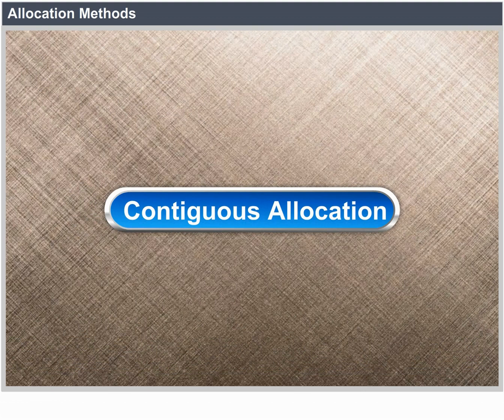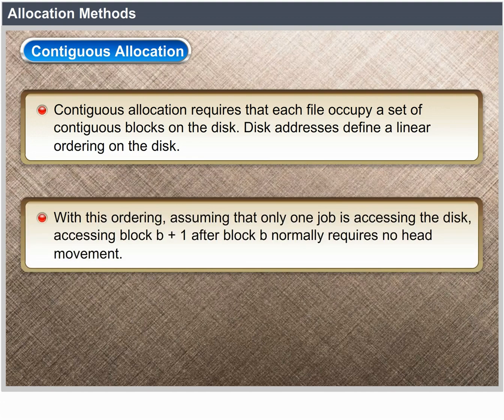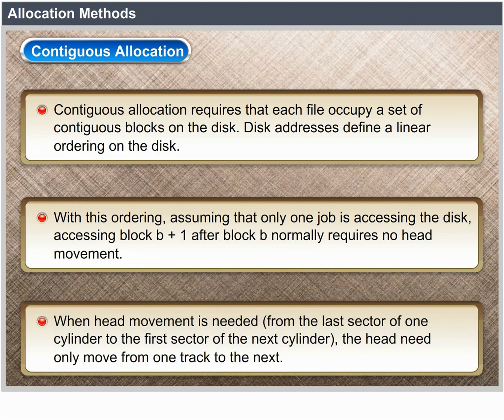Contiguous allocation. Contiguous allocation requires that each file occupy a set of contiguous blocks on the disk. Disk addresses define a linear ordering on the disk. With this ordering, assuming that only one job is accessing the disk, accessing block B plus 1 after block B normally requires no head movement. When head movement is needed, from the last sector of one cylinder to the first sector of the next cylinder, the head need only move from one track to the next.